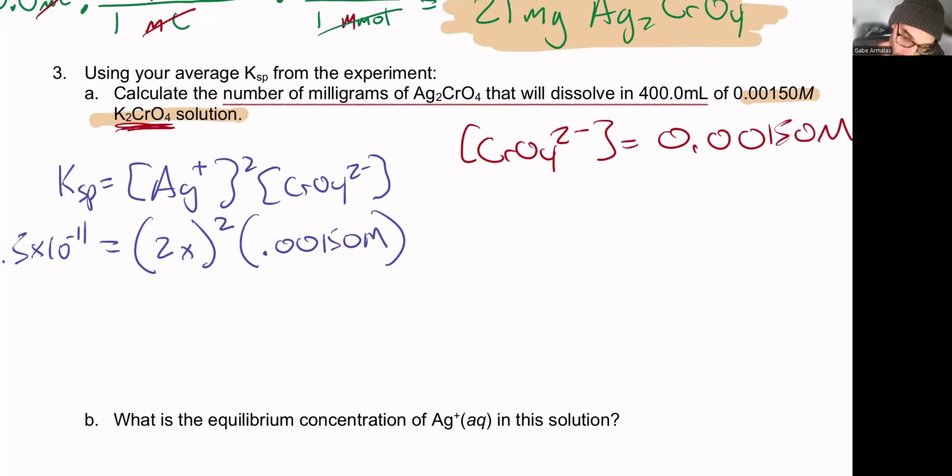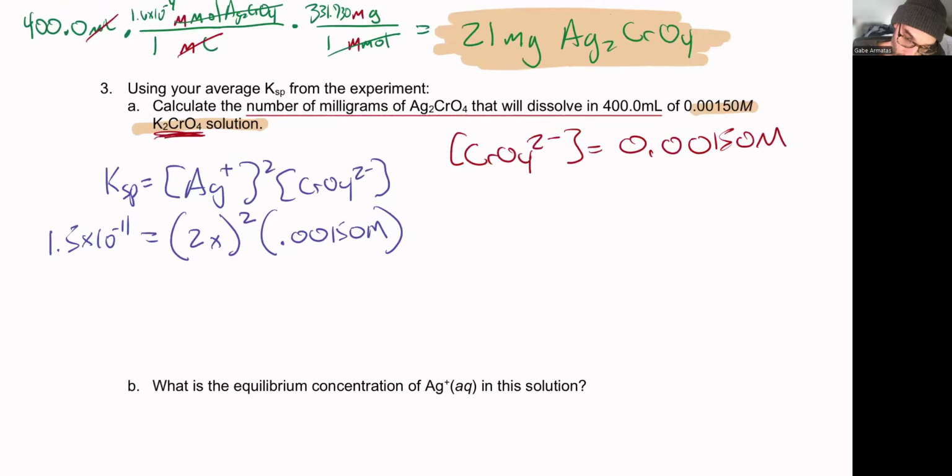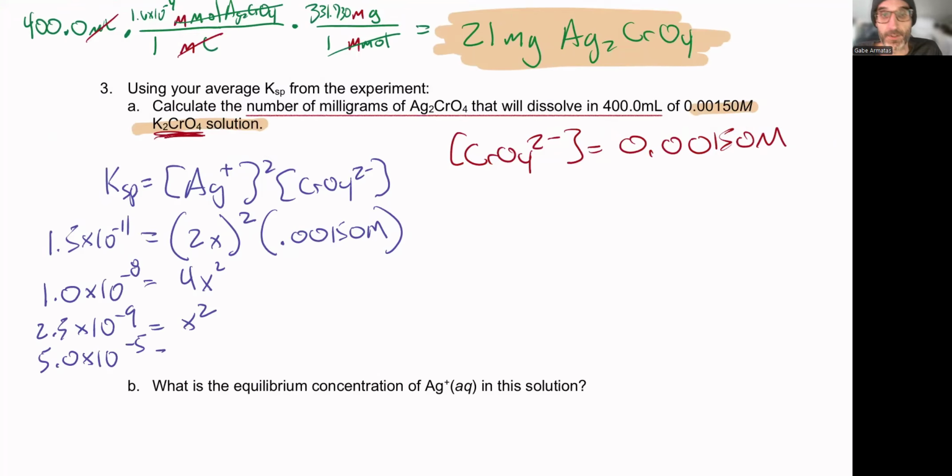There we go. And now we can work through this. So I'm going to divide both sides by 0.0015, and I'm going to square the 2x. So on the right, I'm going to have 4x squared, and I move the 0.0015 over, and I get 1.0 times 10 to the negative 8. Okay, divide both sides by 4. 2.5 times 10 to the negative 9 is equal to x squared. Take the square root. 5.0 times 10 to the negative fifth is equal to x.